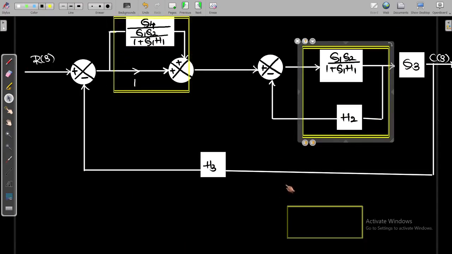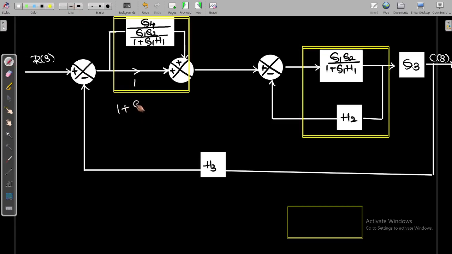Now this will become a feedback element. What is the answer you are going to get here? Because these two are connected in parallel, the answer will be 1 plus G4 whole divided by G1 G2 by 1 plus G1 H1. That is one thing. Or you can write that as equal to 1 plus G4 into 1 plus G1 H1 whole divided by G1 G2 also.